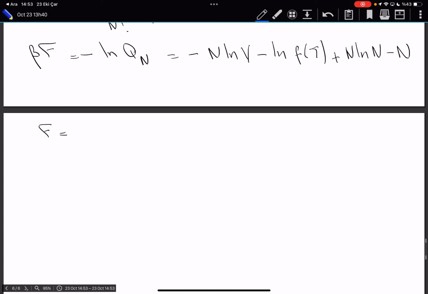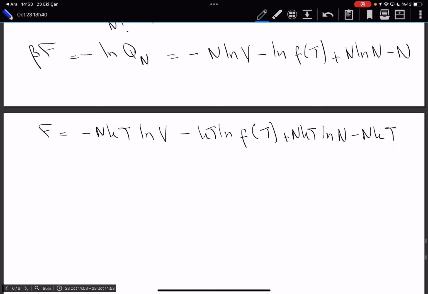So free energy is minus nkT times the logarithm of V minus logarithm of f of T, plus nkT logarithm of n, minus nkT. So this is the free energy of the system in terms of this unknown function f of T. We will calculate that for several cases.